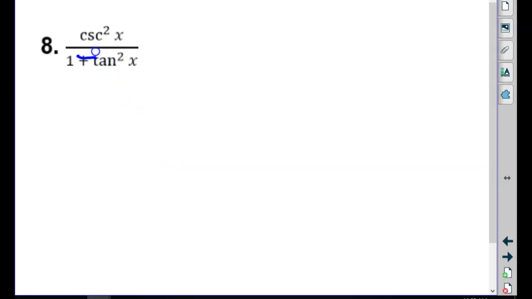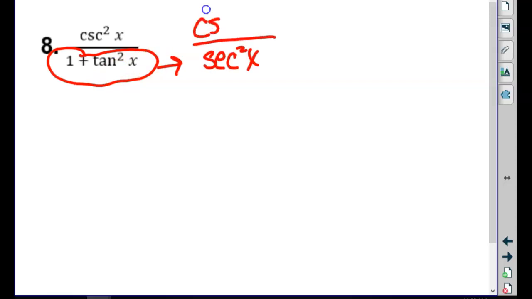I'm looking at this one, and I could be wrong, totally. But do we have a Pythagorean identity that maybe could trade for this? 1 plus tangent squared? 1 plus tangent squared is a secant squared? Okay, and the numerator is a cosecant squared. So now what do you want to do?